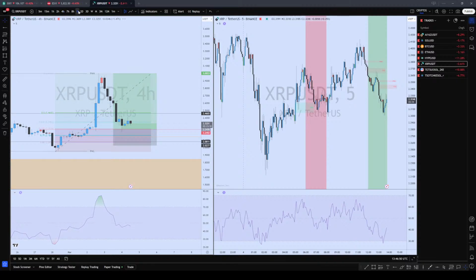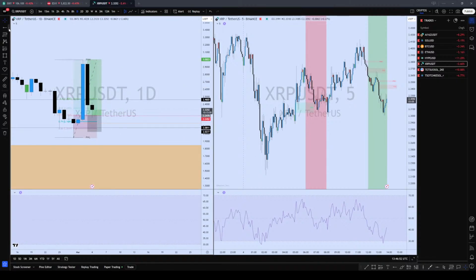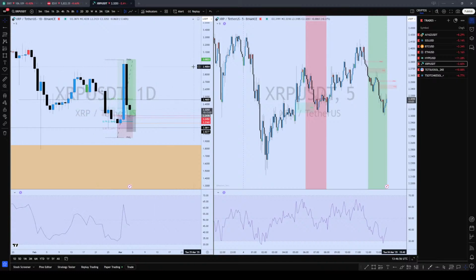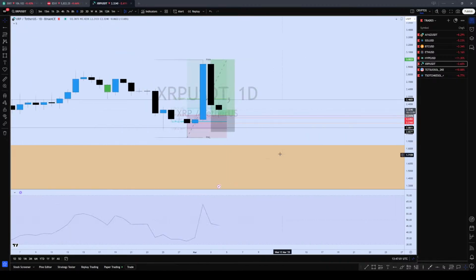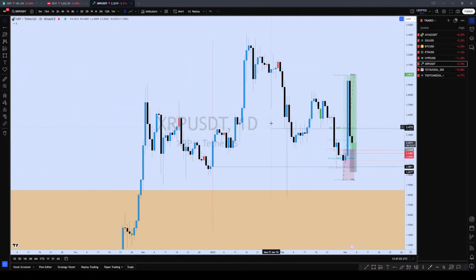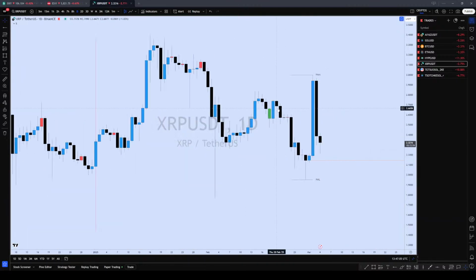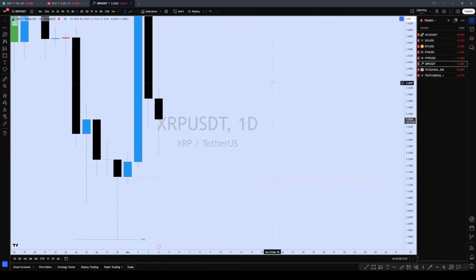Now, again, if you go back to the daily, this candle's high, we are not supposed to close below it. Let me zoom in. This candle's high. Price is supposed to stay above it.